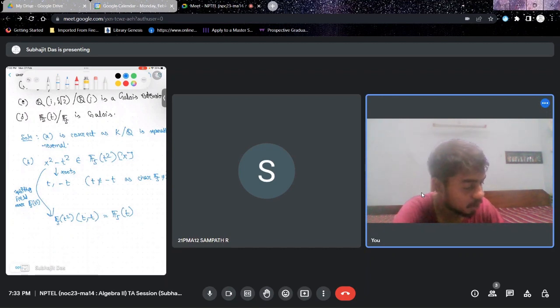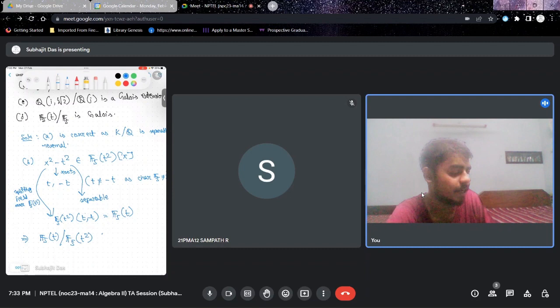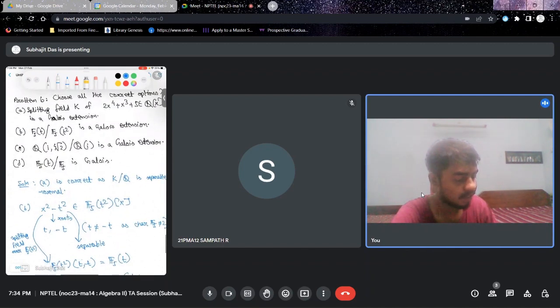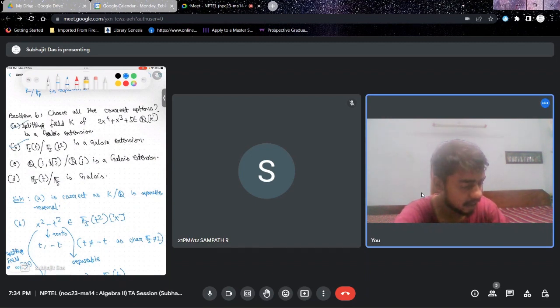Okay, so the polynomial is separable, as we just saw, because it has distinct roots, and F5(t) is a splitting field over F5(t²) of some polynomial over F5(t²), which implies that F5(t) over F5(t²) is a Galois extension. It is in fact a finite Galois extension. Okay, so B is correct. A is correct as well. What about option C? Is C correct?